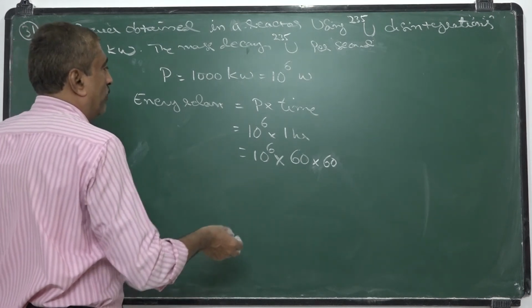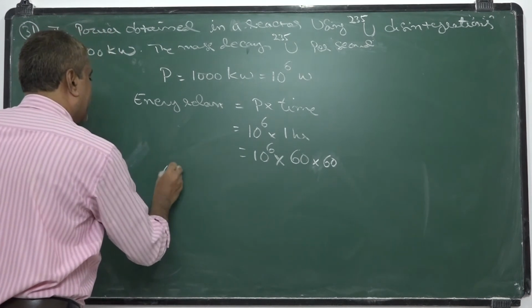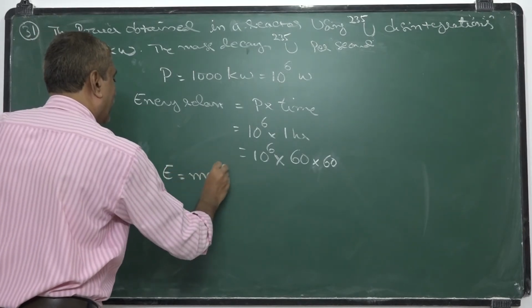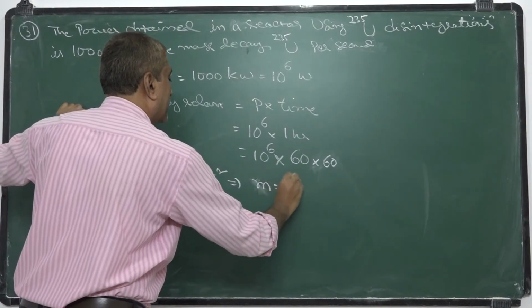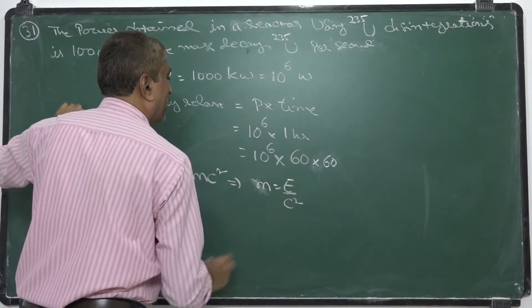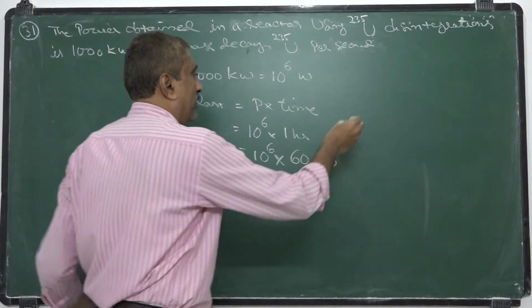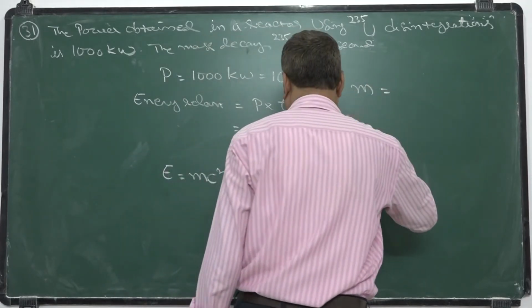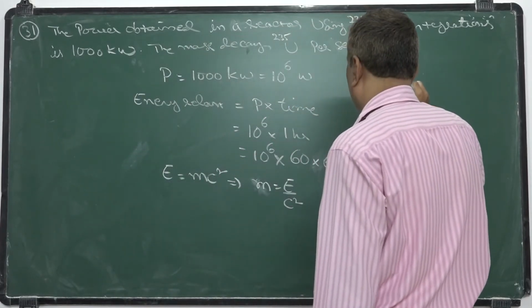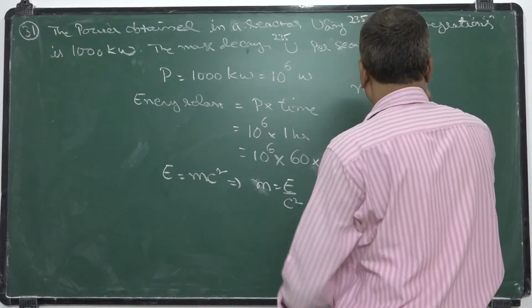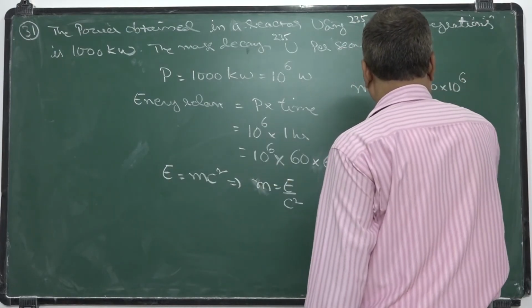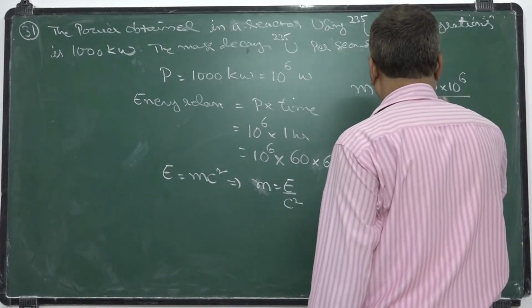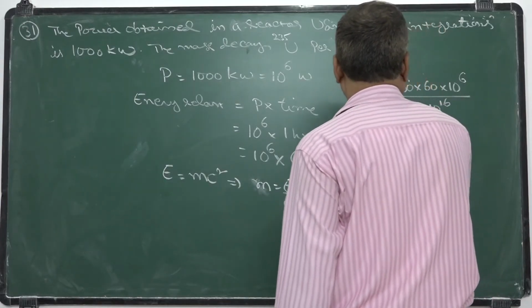Okay, now the energy released E is equal to mc square. From this, m is equal to E by c square. So mass decay per second, energy is this one: 60 into 60 into 10 to the power 6 by c square, which is 9 into 10 to the power 16.